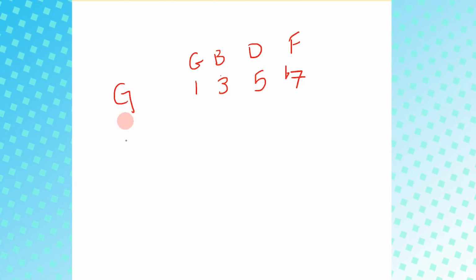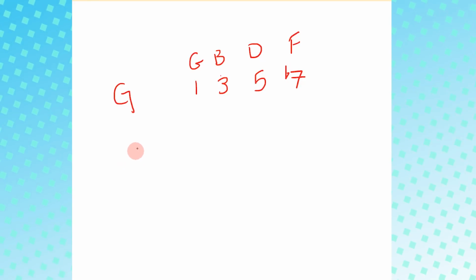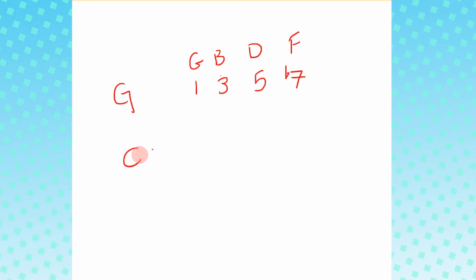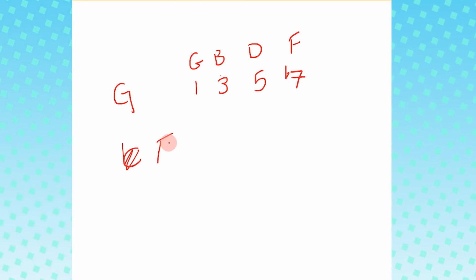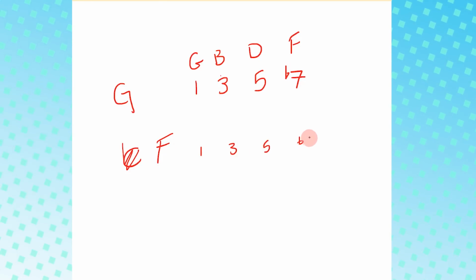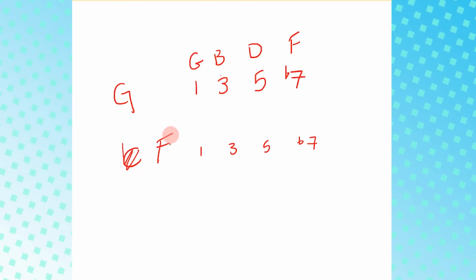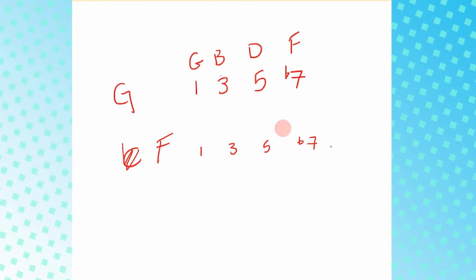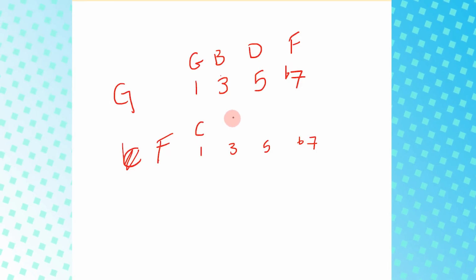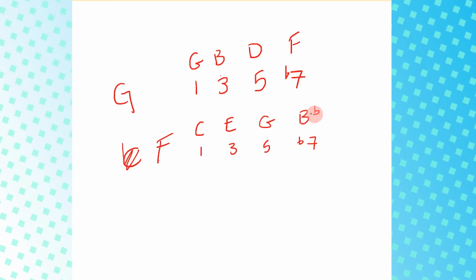How about if we do the dominant 7th chord of F? Okay, so we want the 1, the 3, the 5, and then the lowered 7th note. If we're in the dominant 7th chord of F, it's not an F7 chord. We got to go up to the dominant first. What's 5 notes up from F? It's a C. So we end up with a C, an E, a G, basically a C chord, and then the lowered 7th, which is a B flat.